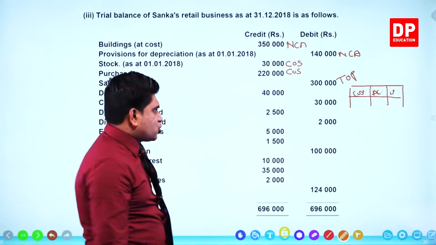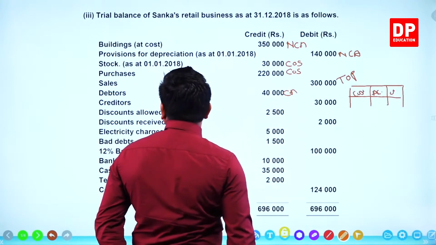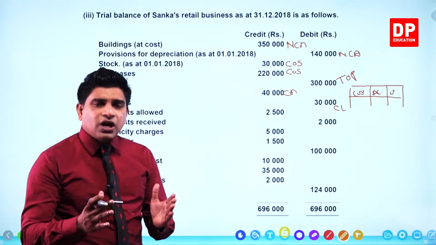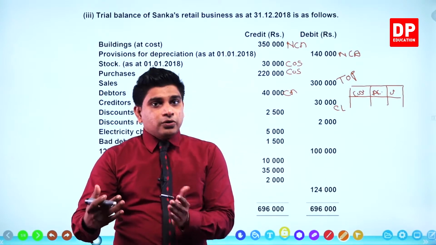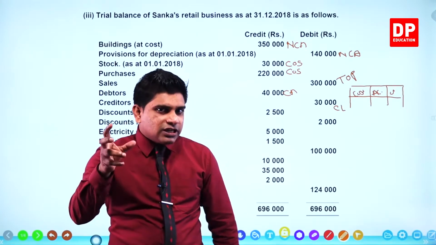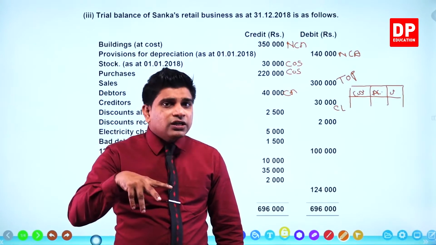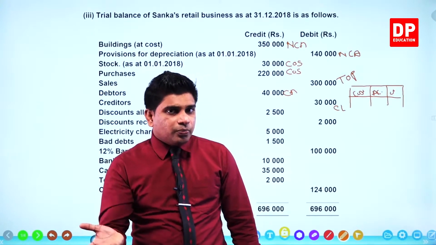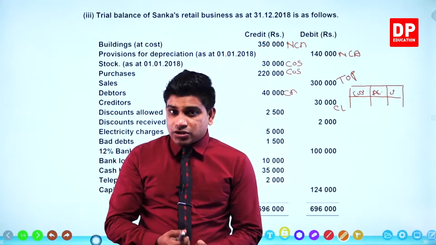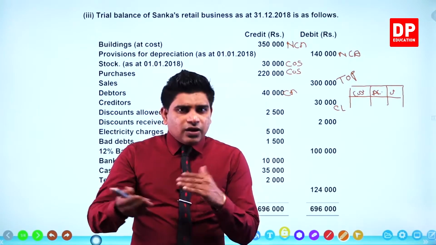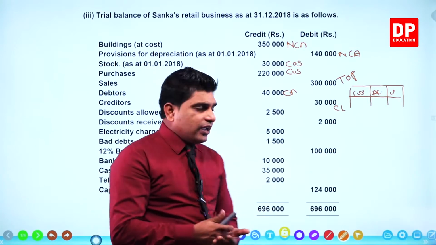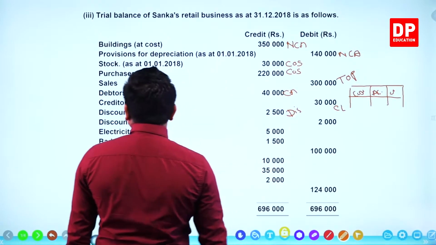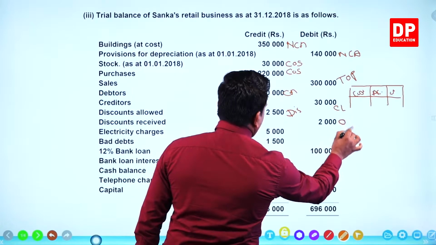Debtors, current assets. Creditors, current liability. Discount allowed: we allow the discount, we give the discount. Why do we give the discount? To collect money immediately. If it is a trade discount, we give it to promote our sales, but trade discounts are not recorded in the accounting. But finally, why do we allow the discount? To collect money immediately. So it comes under distribution expense. Then discount received, it's other income, OI.